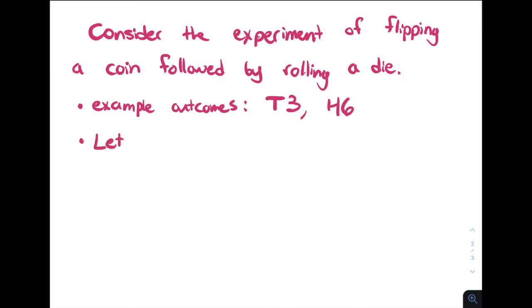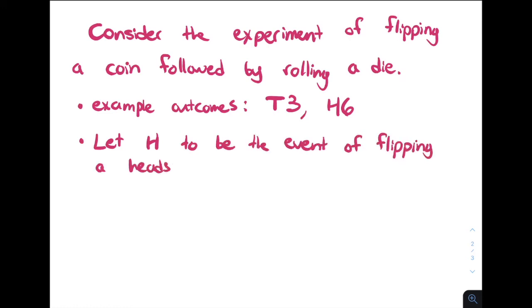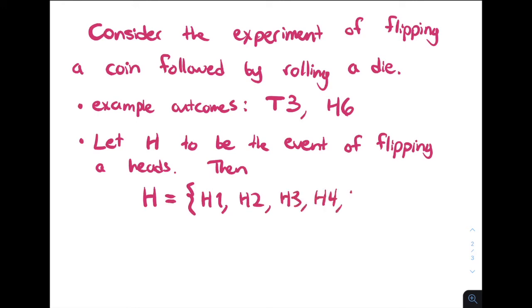If we were to define H to be the event of flipping a heads, then we could list the elements of H to be a heads and then a 1, a heads and then a 2, a heads and a 3, a heads and a 4, a heads and a 5, or a heads and a 6.